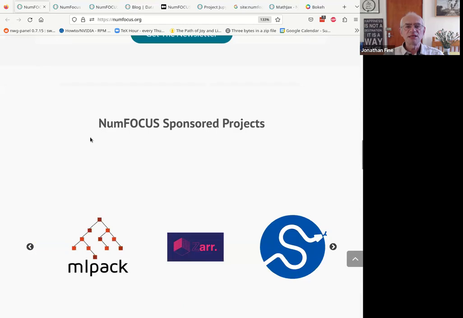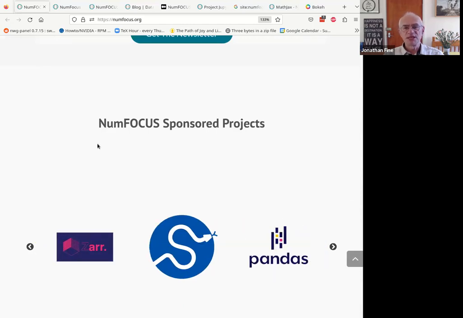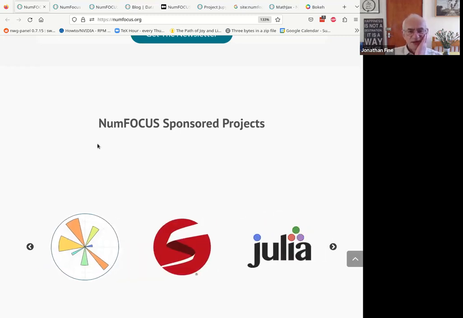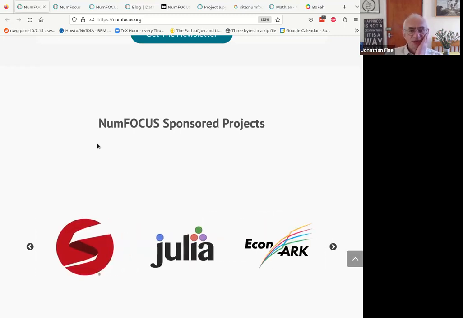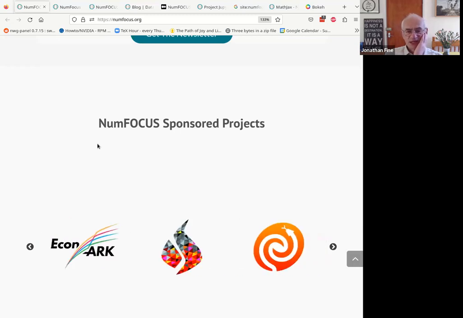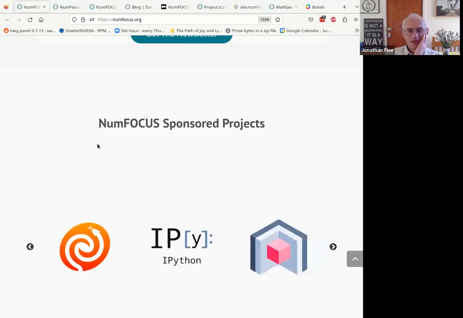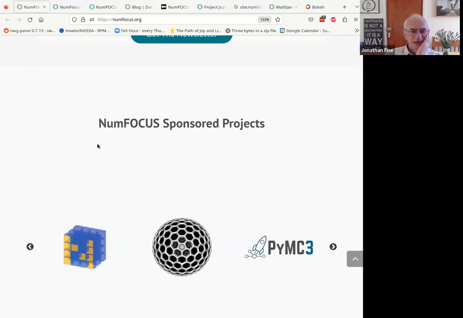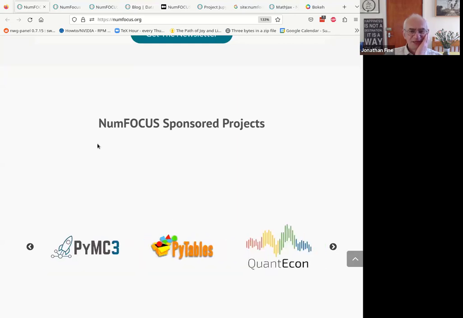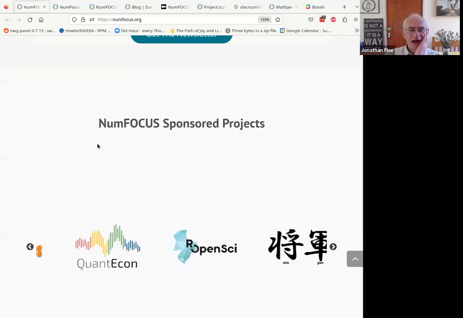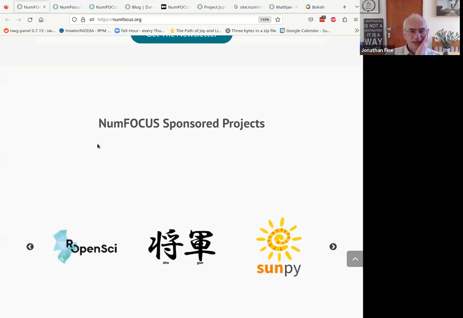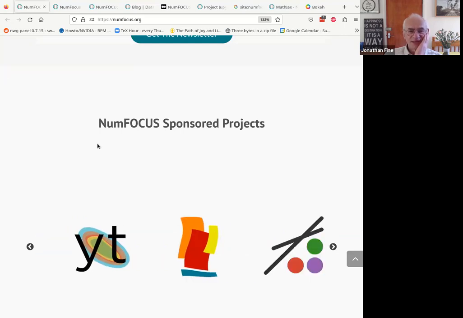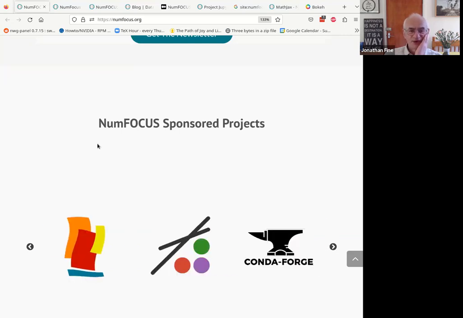It has a newsletter. Now, here are the sponsored projects, and they will just scroll through in the traditional way we get on websites. And some of these projects and icons you might know, and some of them you won't. The ones that have got a snake on them are something to do with Python. They've got a pie in them, they've got something to do with Python. Quantecon, R, we've heard of that. SunPy, that's probably solar science. YT, I don't know what that is. Don't know what this is. Conda-forge.